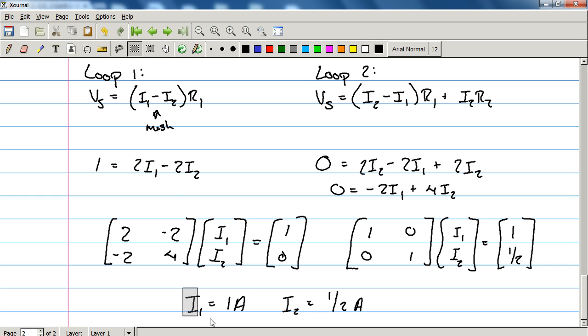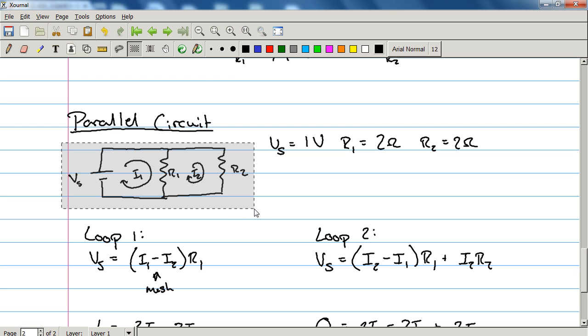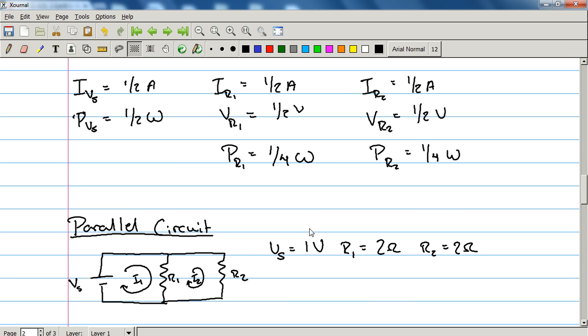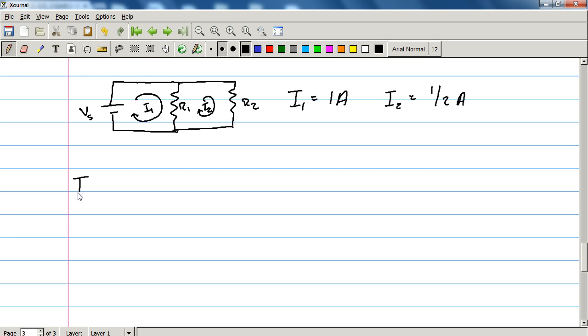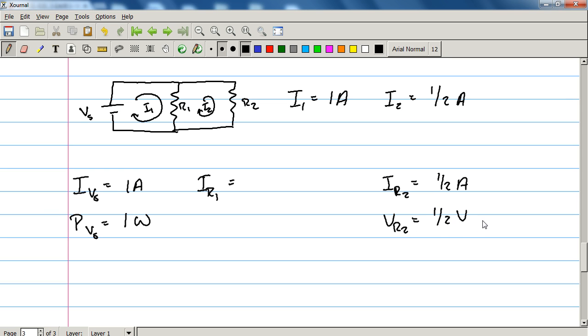So let's take this answer. Actually, let's take this entire thing, copy it, move to the next page, go back and copy this, bring that here. Okay. So let's answer some of these questions. The current supplied by Vs is just I1, so this is just 1 amp. The power supplied by Vs is IV, so this is just 1 watt. Okay, so current across R1, we'll get back to that. Current across R2 is just I2, so this is just 1/2 amp. The voltage across R2 is 1/2 volt. No, it's 1/2 times 2, my bad, so this is just 1 volt. And the power across R2 is IV, so it's just 1 watt.